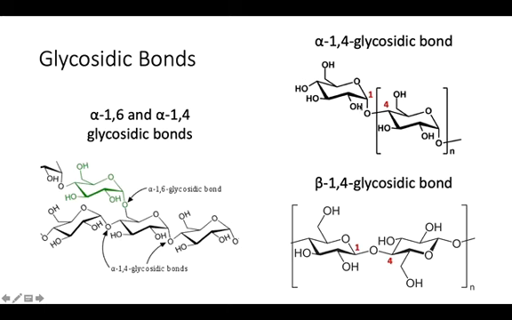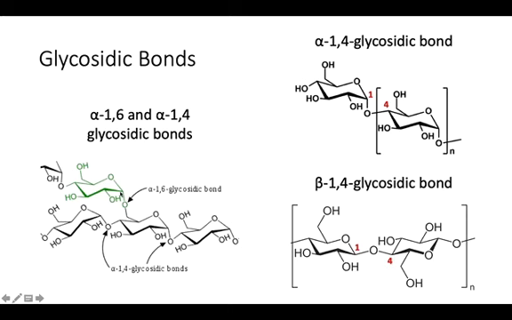This type of bond is found in starch, including amylose and amylopectin, and also in glycogen. And here's an example of a beta 1,4 glycosidic bond where the hydroxyl group of carbon atom 1 is pointing up. This kind of bond is found in cellulose, and these 2 different geometries of bonds give starch and cellulose very different properties.